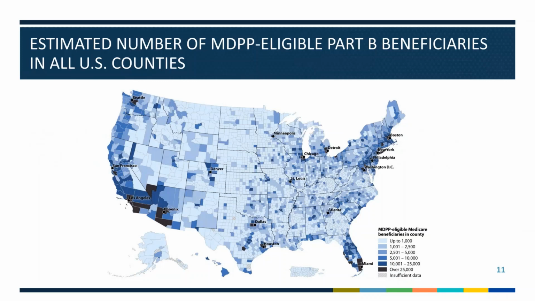This national map shows the estimated number of MDPP eligible Part B beneficiaries in all U.S. counties. Counties are shaded based on the estimated number of MDPP eligible Part B beneficiaries in that county. Darker shades of blue represent higher numbers of eligible beneficiaries, and lighter shades represent lower numbers. For example, the lightest shade indicates counties with up to 1,000 eligible beneficiaries, and the darkest shade indicates over 25,000 eligible beneficiaries. As you can see, those counties with the highest number of beneficiaries, over 25,000, tend to be clustered around larger cities. Counties with insufficient data are labeled using a light gray diagonal line pattern. This pattern is easier to see in the CDC guidance document.